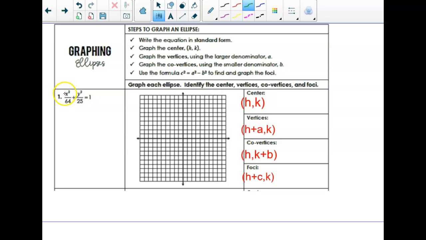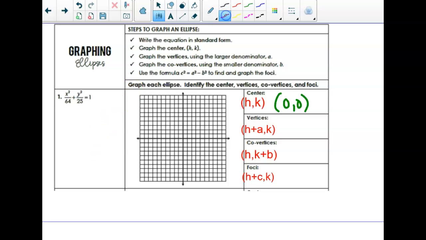So this one is written kind of tiny over here on the slide, but it says x squared over 64 plus y squared over 25 equals 1. So where's the center? Is it shifted left or right at all? No, so h and k are just at 0, 0.